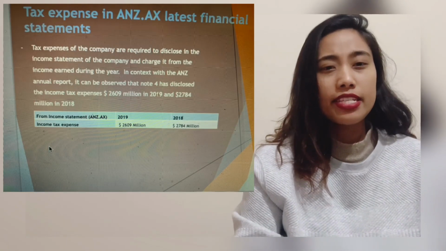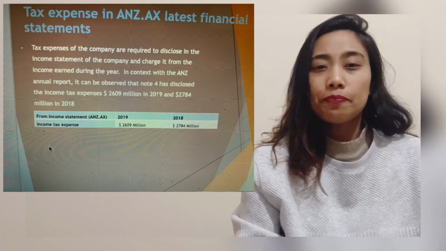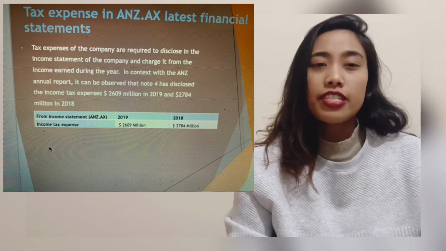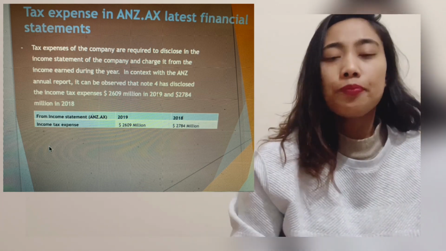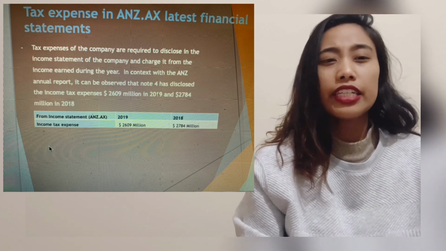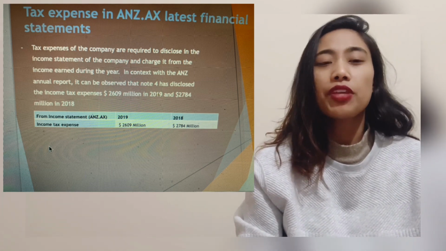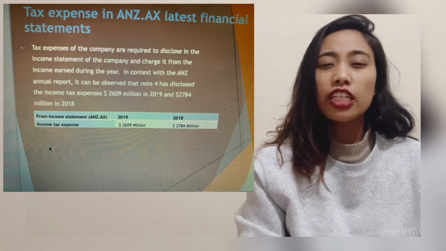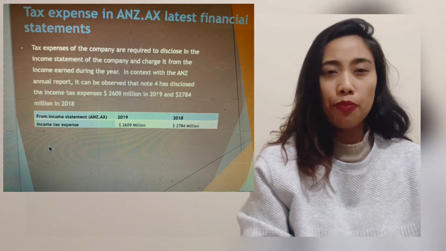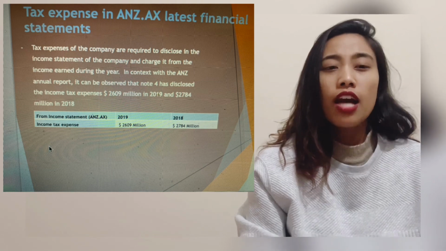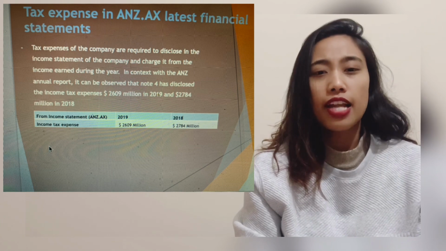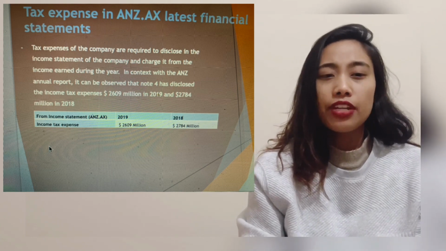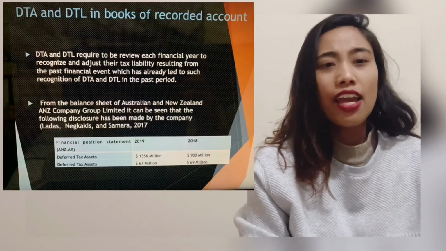The tax expenses in A&Z company under the latest financial statement. The tax expenses of this company have been disclosed in the income statement of the company and charged from the income earned during the year. In context with the A&Z annual report, it can be observed that Note 4 has disclosed the income tax expenses of 2,609 million in 2019 and 2,784 million in 2018.